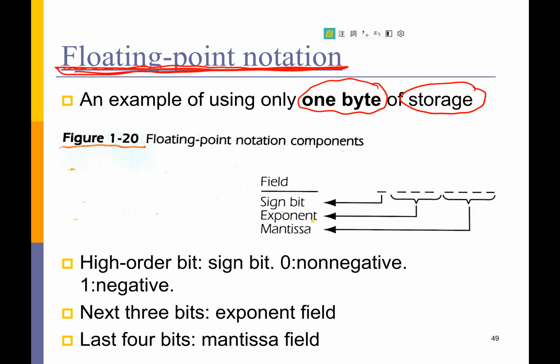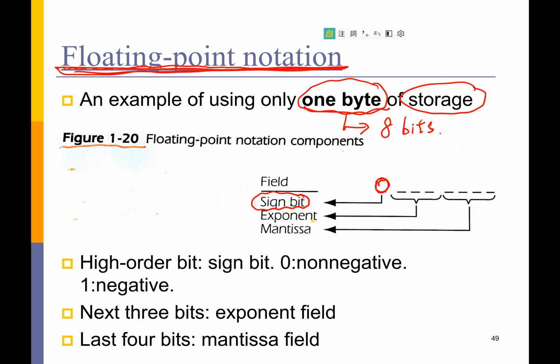Now, we divide this 1 byte. We know 1 byte is equal to 8 bits. Now this 8 bits, we further divide into 3 parts. The first part is 1 bit, here. We call it the sign bit. The sign bit indicates whether the value is non-negative or negative.